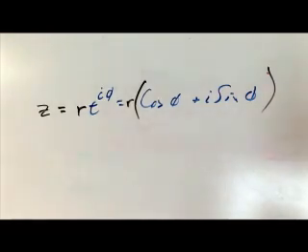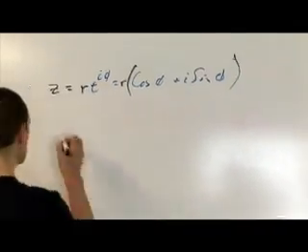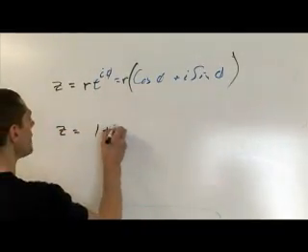So first off, let's do a couple of these so you can get comfortable with it. Suppose z equals 1 plus 3i.